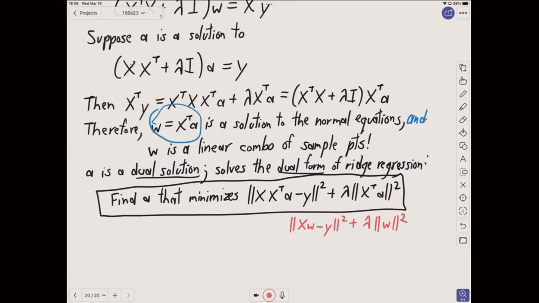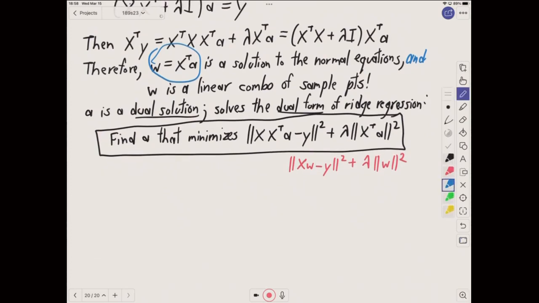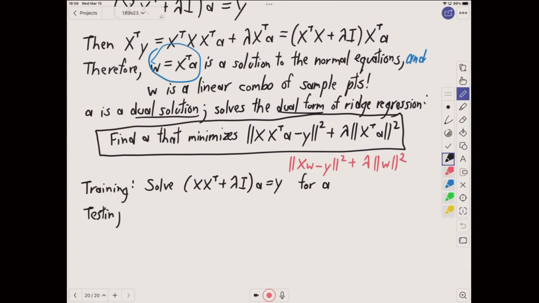How does this lead us to an algorithm? Well, it's very simple. The training part of the algorithm is just solving that linear system of equations I gave you. So here we know X, we know y. The only thing we don't know that we need to solve for is a. So we solve this linear system of equations for a, and then we use our classifier that we've just trained.